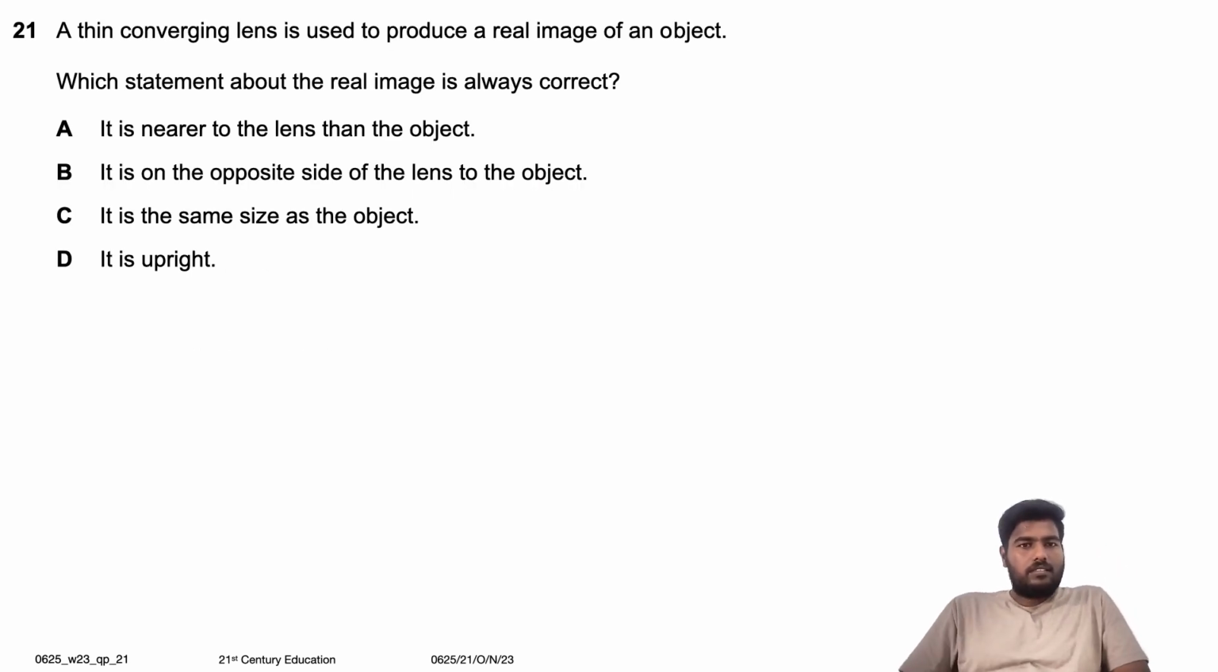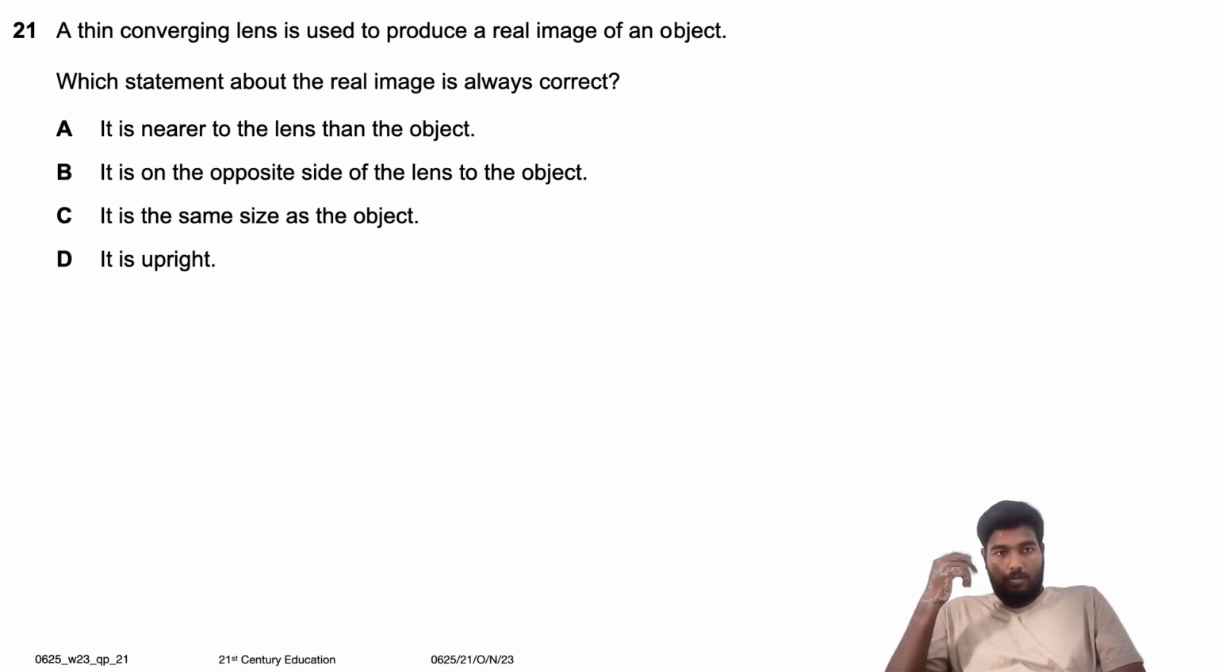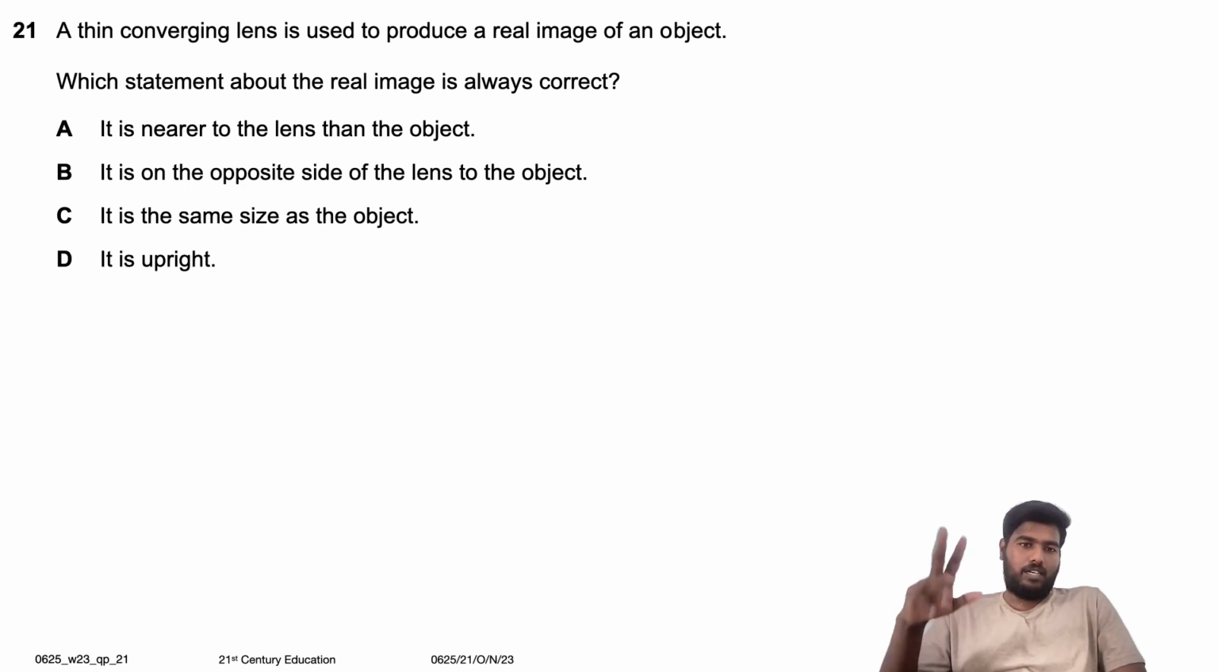A thin converging lens is used to produce a real image of an object. Which statement about the real image is always correct? It's nearer to the lens than the object? No, that's not true, need not be. It's on the opposite side of the lens to the object. This is true. It's the same size as the object? Again not true, it can vary with the position. It's upright? Not upright, it's always inverted, upside down. So B is the right answer.